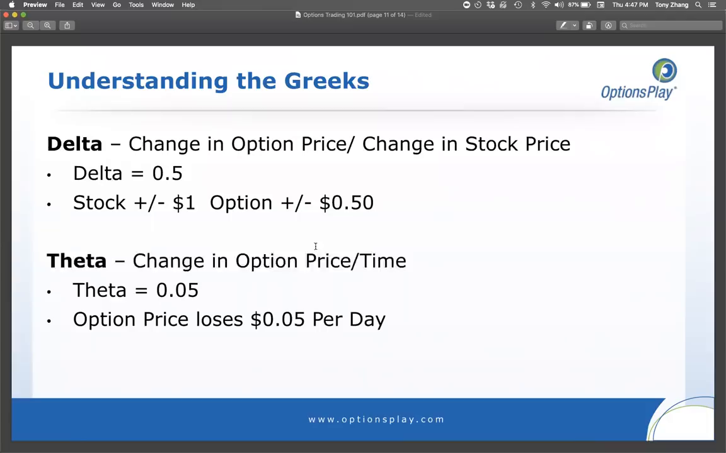So theta tells you exactly how much the option price will decay as time goes on. So if you see an option with a theta of 0.05, that's telling you that the option price will lose 5 cents per day as it goes on.